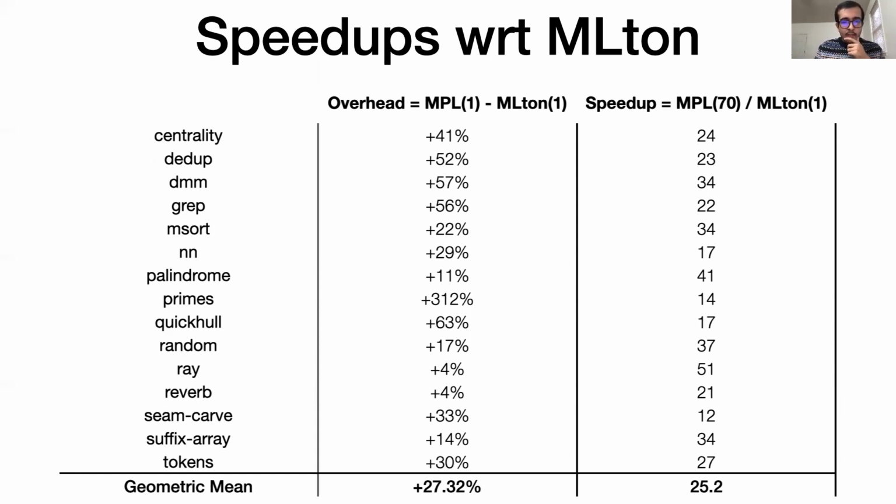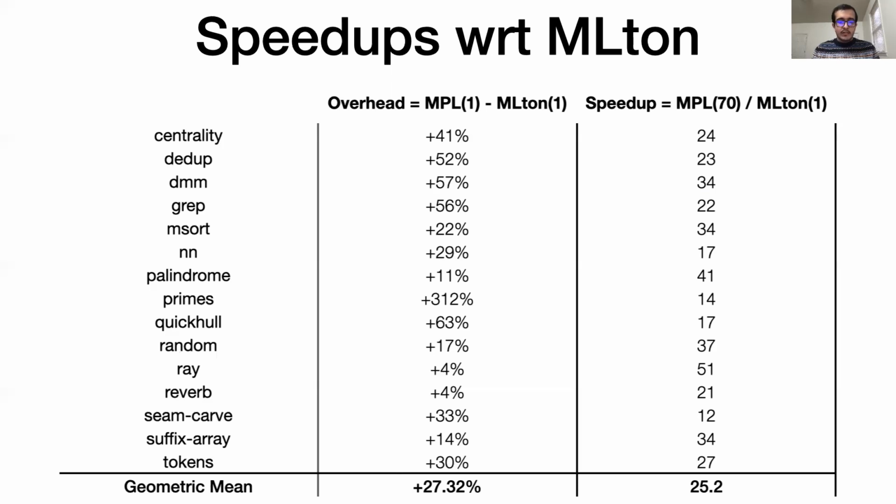So the overhead column here shows how much extra time it takes Maple to run the same benchmark on one core with respect to Milton. So mostly these overheads are around 30%. These overheads are due to the differences in the underlying compilers. The speedup column shows how much faster it is to run on 70 cores with Maple as compared to Milton. We get nice speedups ranging from 12 to 51x.